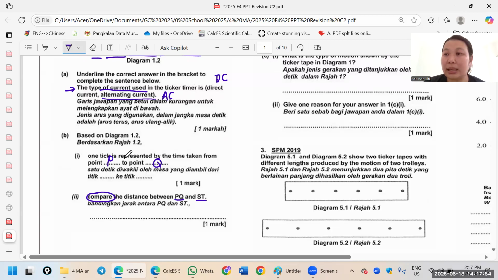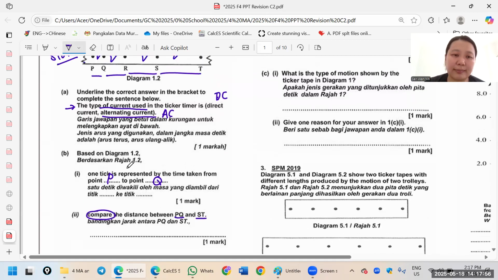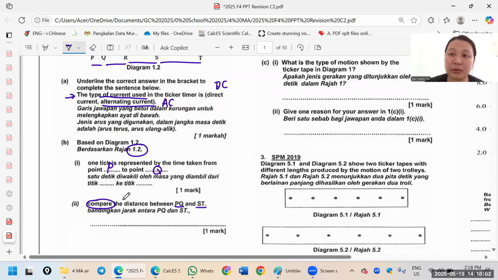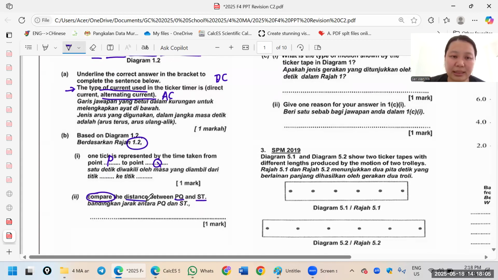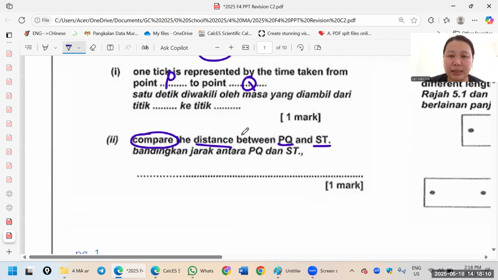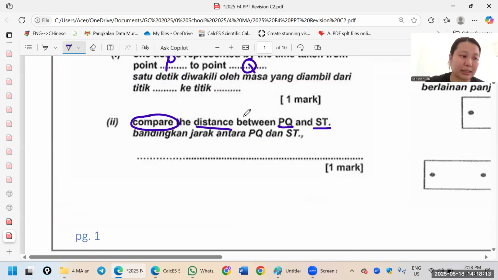Look at this word: compare. Now this one compares one diagram. Sometimes they compare two diagrams. Here I compare something between PQ and ST. Then how to answer this? Very easy. For example, if I want to compare the length of these two pens, let's say this is A, this is B. Very fast: pen A is longer than pen B.